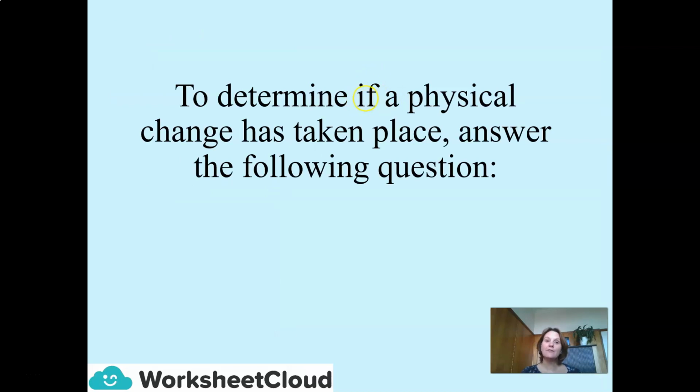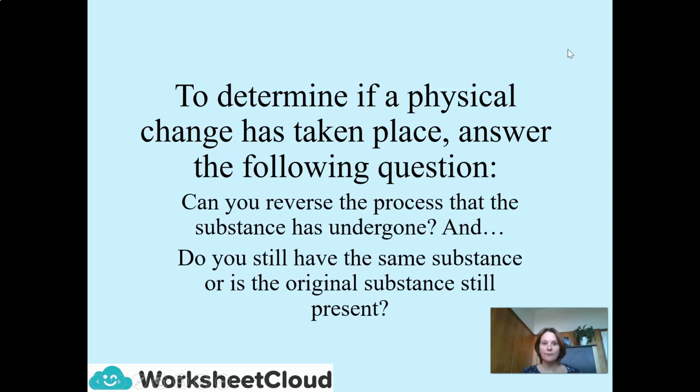To determine if a physical change has taken place, answer the following questions. Can you reverse the process? So can you go backwards? Can you reverse the process that the substance has undergone? And do you still have the same substance, or is the original substance still present? That is how you determine if a physical change has taken place.